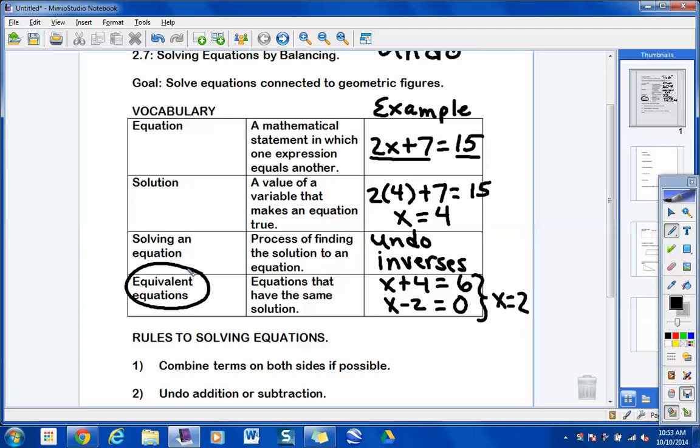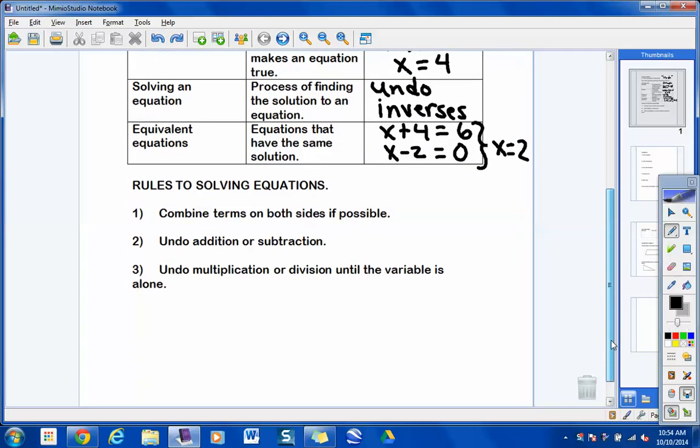Okay, terms-wise, are we okay with that? Any questions about what's up there terms-wise? All right, let's move forward quickly. At the bottom here, this is really important: rules to solving equations.